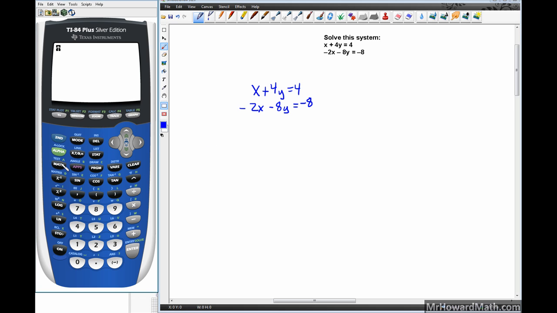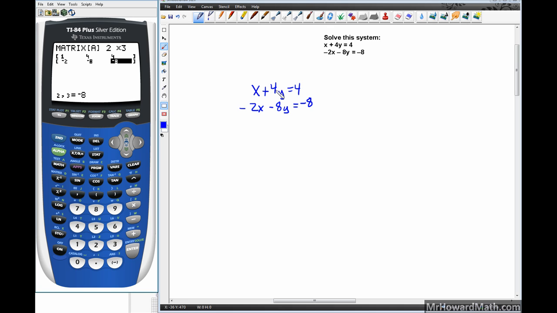So let's go second matrix, over to edit, hit enter for matrix A. We already have the 2 by 3 matrix set up, so the coefficients here are 1, 4, and then we have a constant of 4. So 1, 4, 4 is what we need here. Next we have negative 2, negative 8, and negative 8 again.